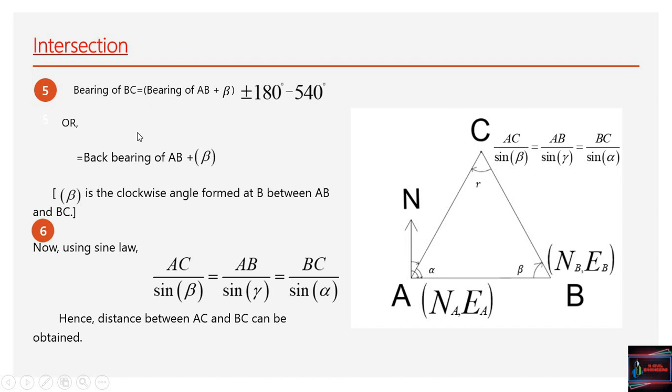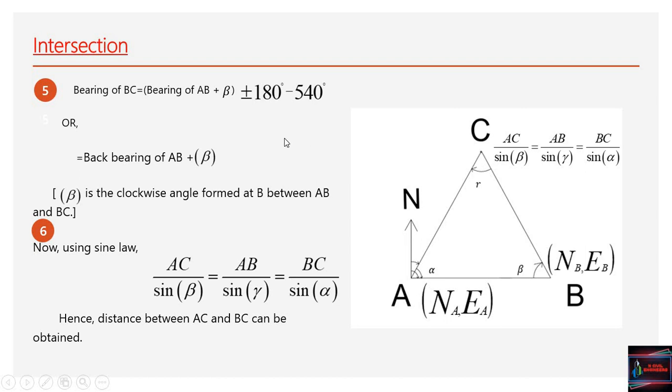From another method also we can calculate the bearing of BC. For that we take the back bearing of AB plus beta only. How can we calculate the back bearing of AB? The formula for back bearing is fore bearing plus or minus 180 degrees. Note that beta here is the clockwise angle formed at B between AB and BC, as shown in the figure.